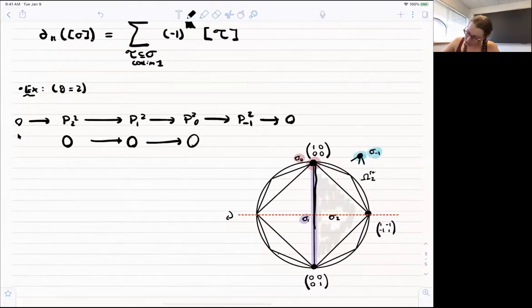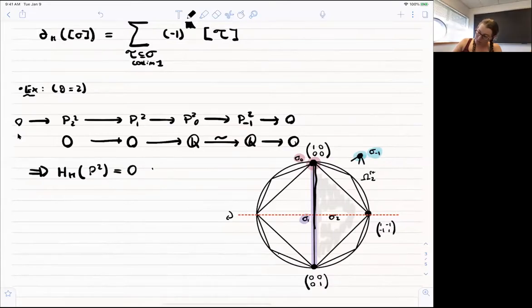So it turns out that this chain complex is going to be zeros, and then here I have a Q, and here I have a Q, and here I have a 0, and this map is going to be either 1 or -1, depending on what reference orientation we picked, but either way, it's going to be an isomorphism. So what we just saw is that we've constructed this chain complex, and we see that the homology of P2 is trivial for all k.